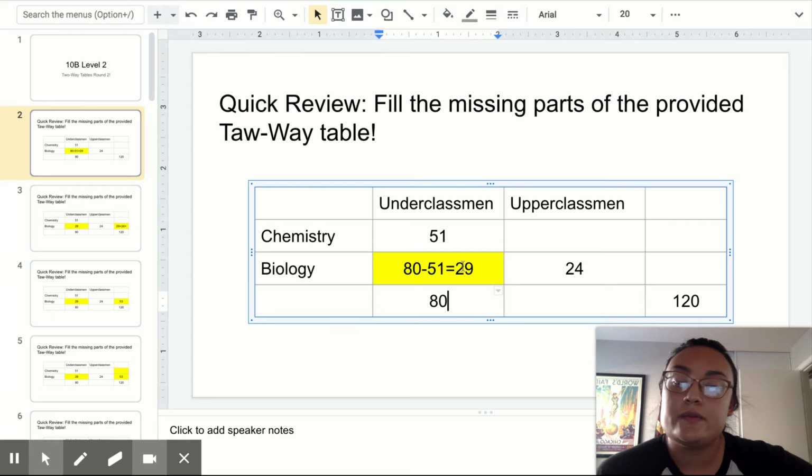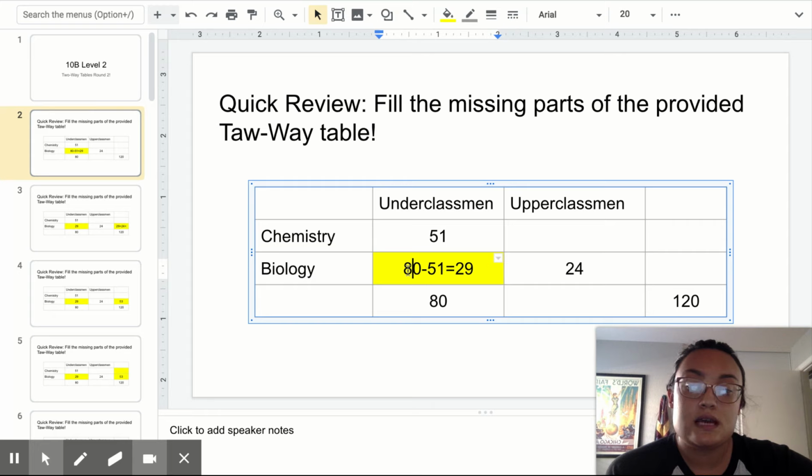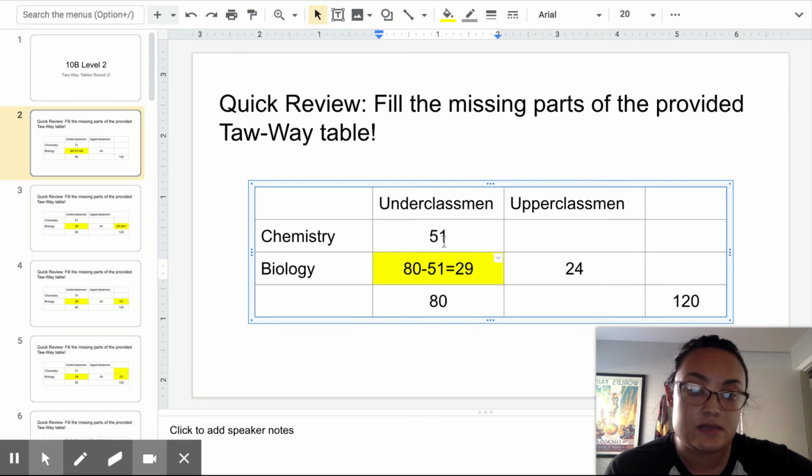For example, if this was blank and I asked you to tell me how many underclassmen are taking biology, what you're going to do is take this 80, subtract that 51 from it, and you're going to get 29.